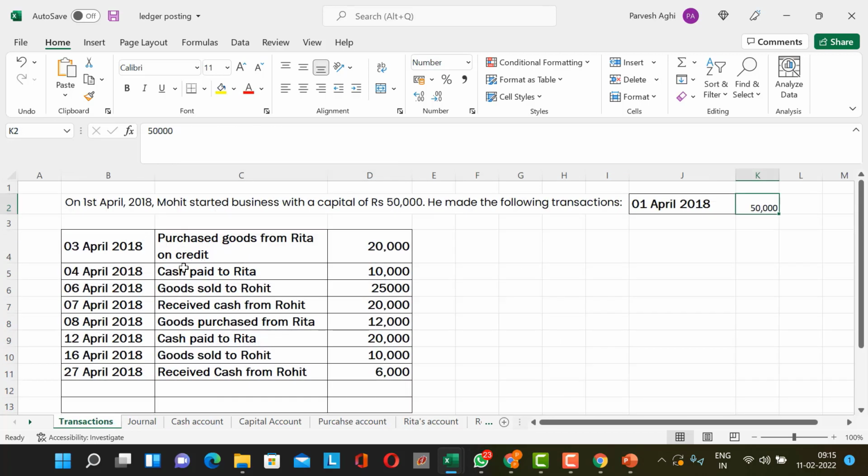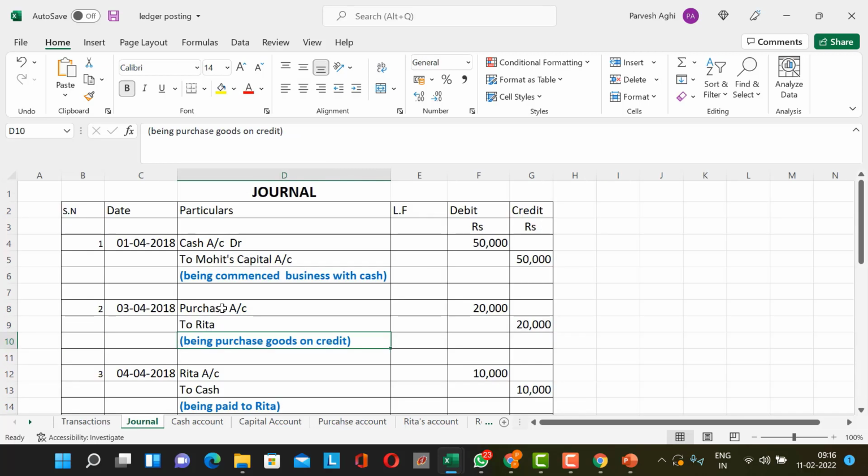So we go to the transaction on 3rd of April. Purchased goods from Rita, rupees 20,000, on credit. So the journal entry would be purchase account, because he has purchased goods. Purchase to Rita, because the goods were purchased on credit. He has not paid the money to Rita so far. So what is purchase account? A nominal account, an expense; debit the expenses. Dhruv, very good. So purchase account is a nominal account. It's an expense for the company, so we are debiting purchase account.